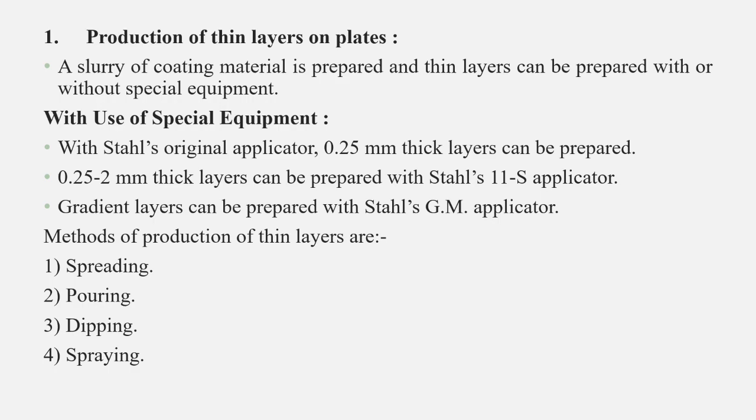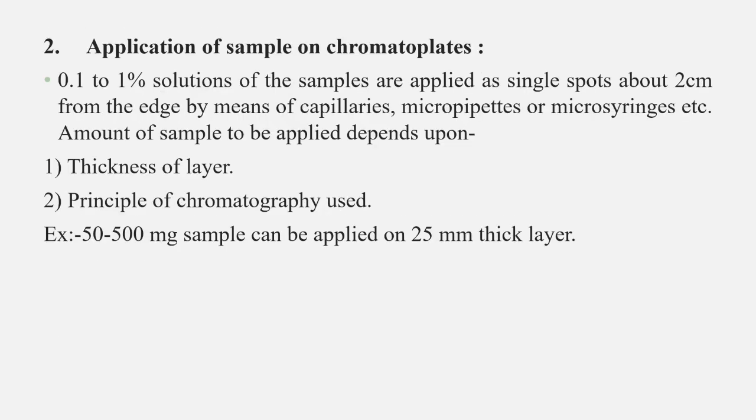Methods of producing thin layers: we can spread, using the instrument. We can pour the slurry, we can dip into the slurry, and we can also spray. By using spraying also we can prepare the thin layer plates. Application of samples on chromatoplates: a 0.1 to 1% solution of sample is applied as a single spot about 2 cm from the edge by means of capillaries, micropipettes, or micro syringes.